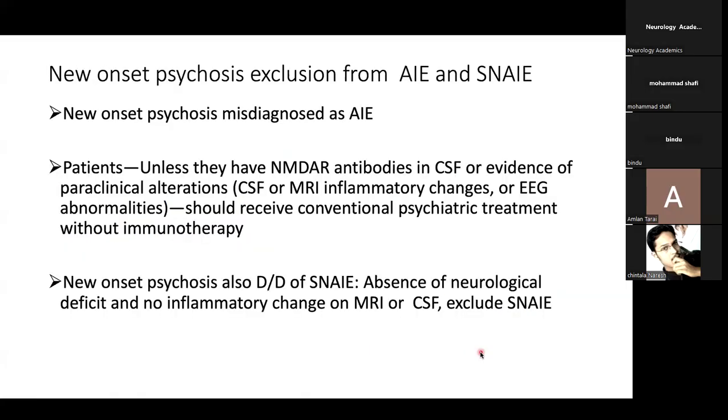Now come to new onset psychosis and exclusion of autoimmune encephalitis and seronegative autoimmune encephalitis. New onset psychosis is misdiagnosed as autoimmune encephalitis. Patients, unless they have NMDAR antibody in CSF or evidence of paraclinical alteration like CSF or MRI inflammatory change or EEG abnormality, should receive conventional psychiatric treatment without immunotherapy. New onset psychosis is also a differential diagnosis, and no inflammatory change in CSF excludes seronegative autoimmune encephalitis.